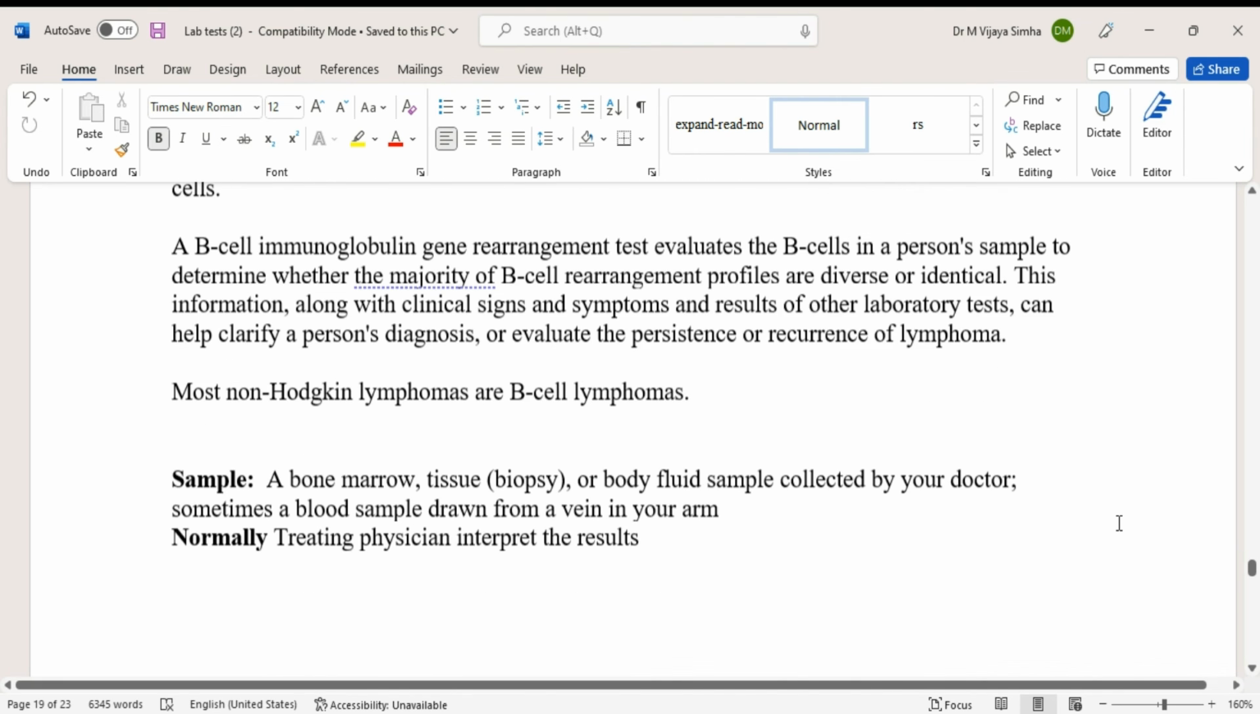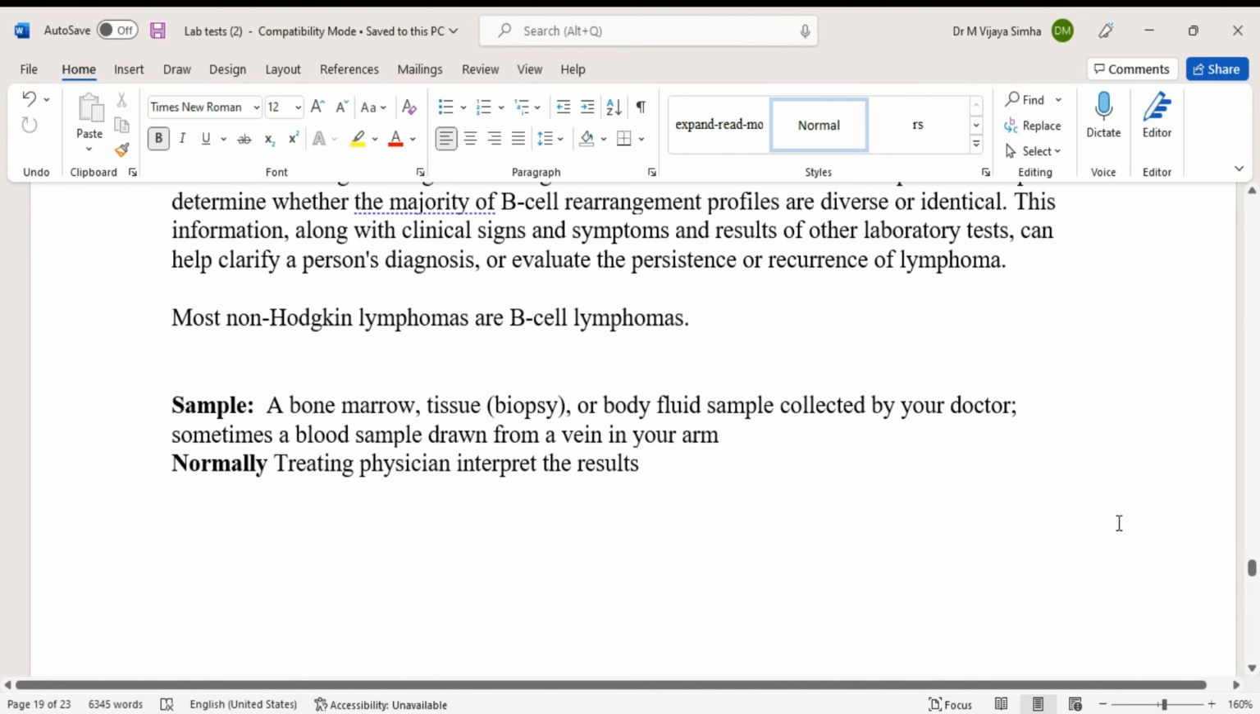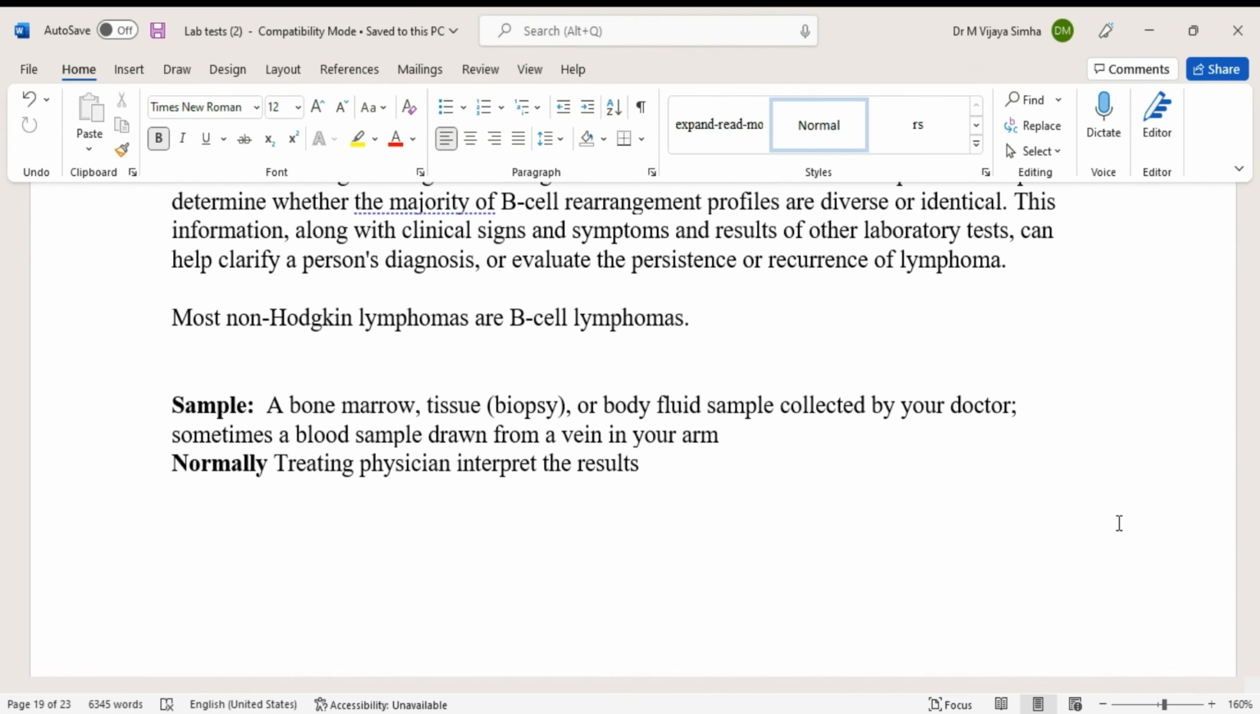Sample: a bone marrow tissue or body fluid sample collected by your doctor. Sometimes a blood sample is drawn from a vein in your arm. Normally, the treating physician interprets these results.